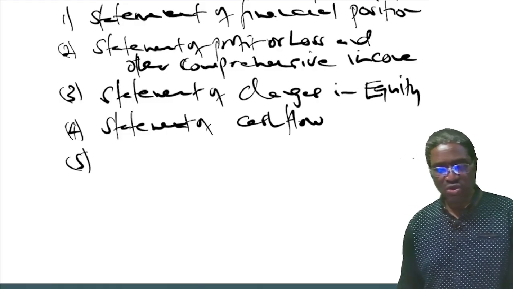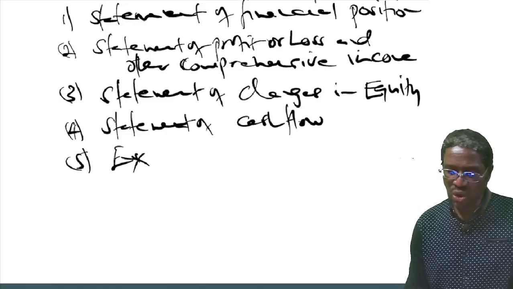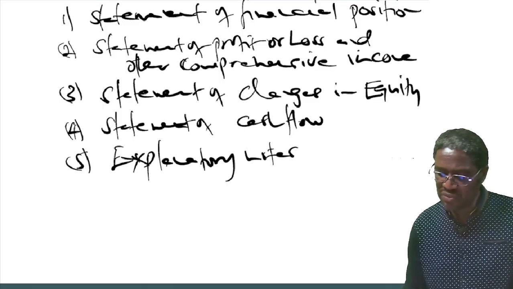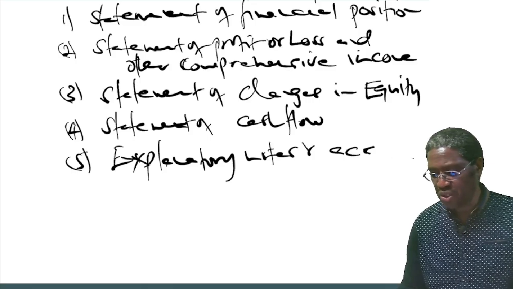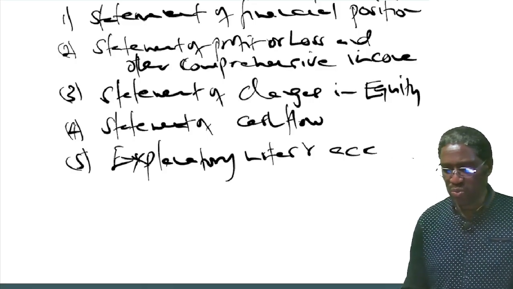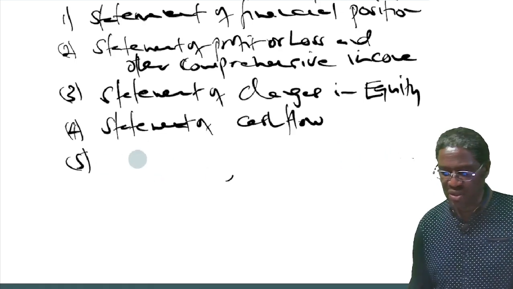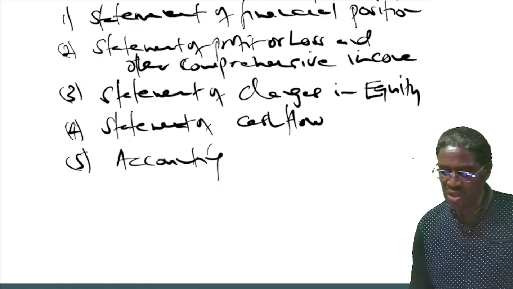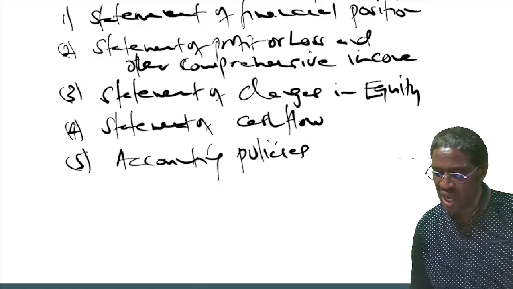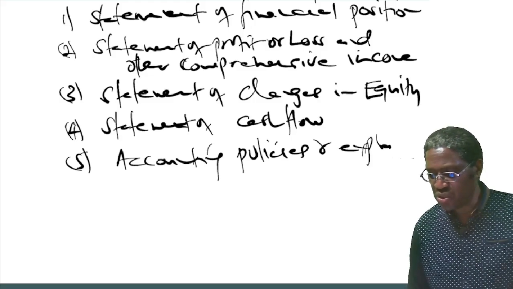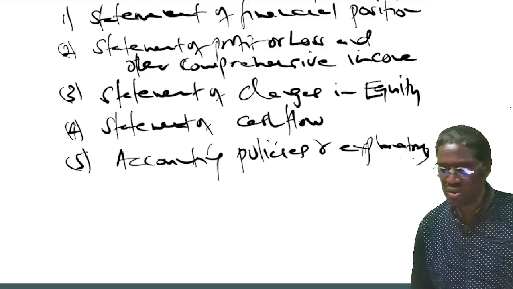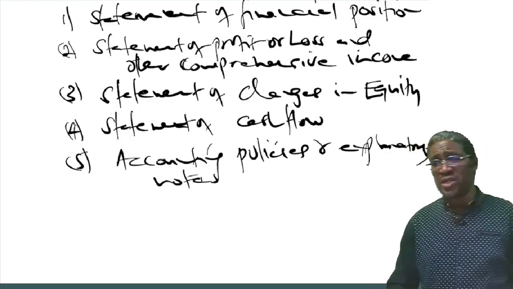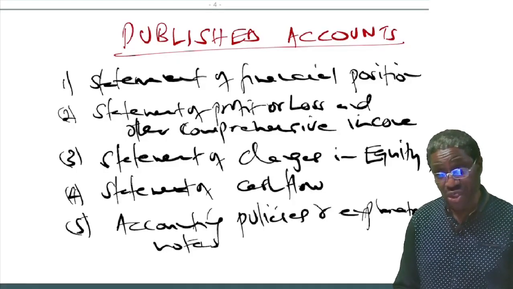Number 5, you are also required to include what we call explanatory notes and accounting policies. Maybe we could put it this way: you are supposed to include accounting policies and explanatory notes. So those are the 5 components of a complete set of financial statements for publication purposes.